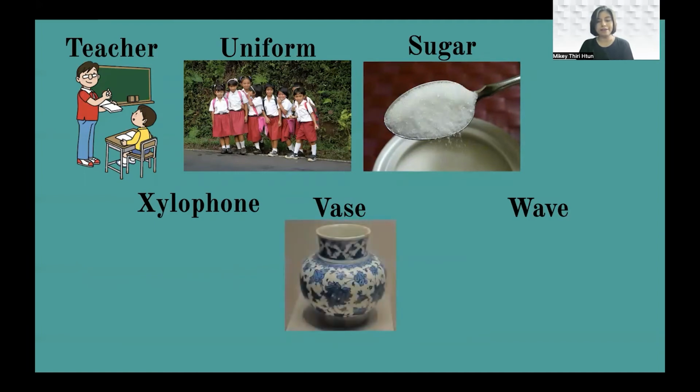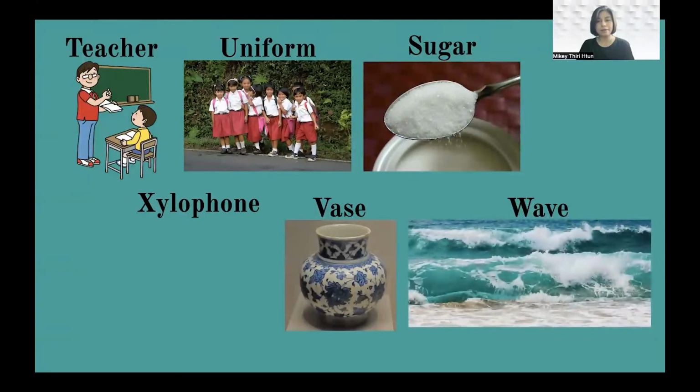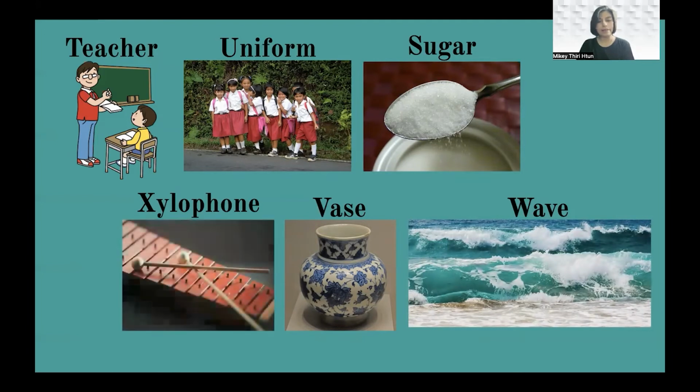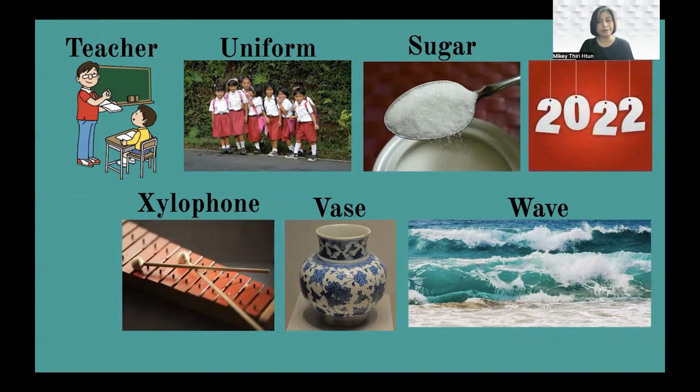And V for vase. You can put flowers in it. And W for wave. So when you go to the beach, you can see waves. And X for xylophone is a kind of instrument, musical instrument. And Y for year. This year is 2022. And the last one, but not the least, Z for zero.